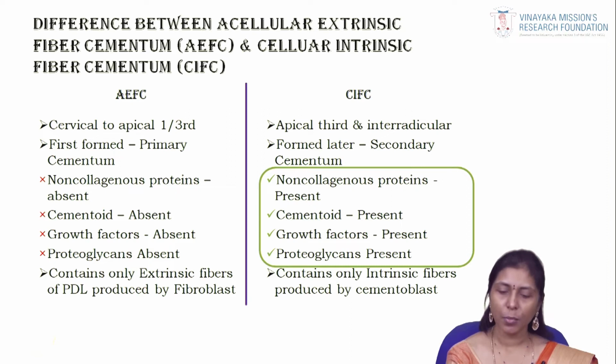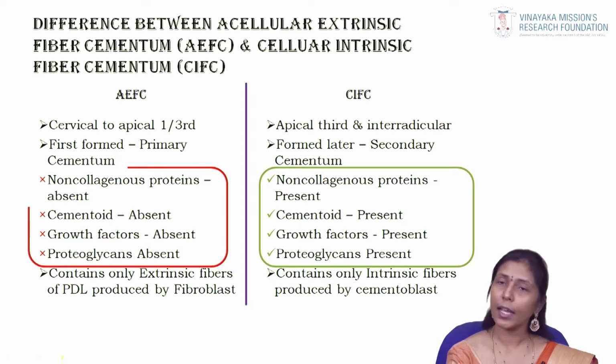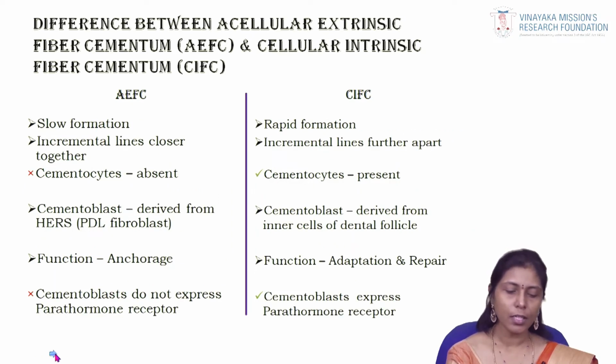Non-collagenous proteins, cementoid tissue, growth factors, and proteoglycans will all be present in cellular intrinsic fiber cementum, whereas in acellular extrinsic fiber cementum all these are absent. Acellular extrinsic fiber cementum contains extrinsic fibers produced by fibroblasts, whereas cellular intrinsic fiber cementum contains intrinsic fibers produced by cementoblast cells. Here you can see the formation and the incremental lines and the cementocyte.